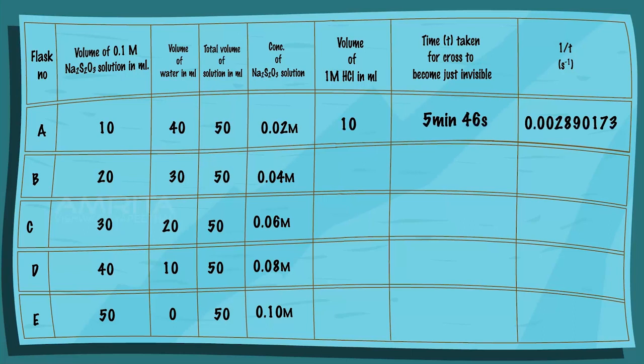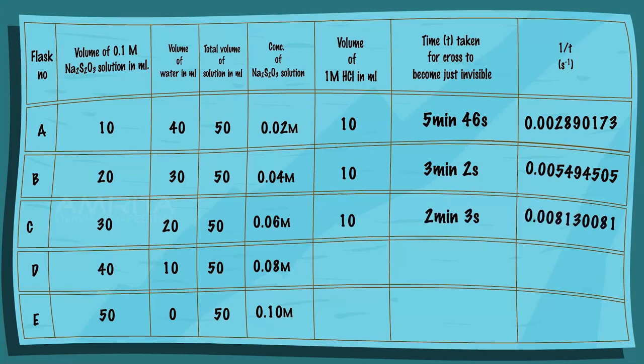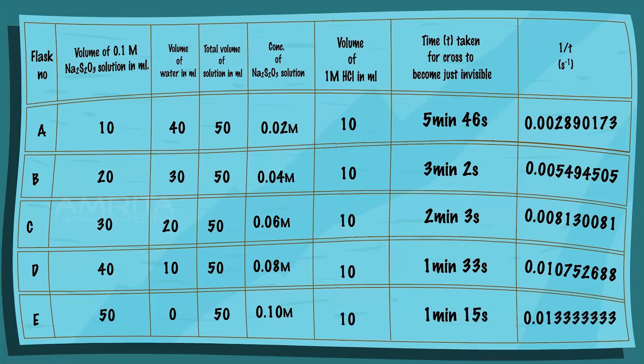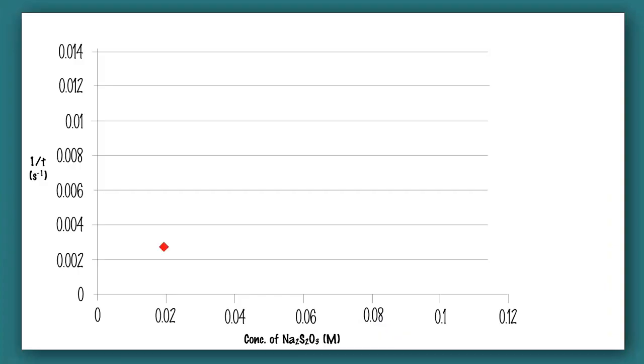Repeat the experiment by adding 10 milliliters of 1 molar hydrochloric acid to the flasks B, C, D and E and record the time taken in each case for the cross mark to become just invisible. Plot a graph between 1/T and the concentration of sodium thiosulphate, taking 1/T along the ordinate and concentration of sodium thiosulphate along the abscissa.